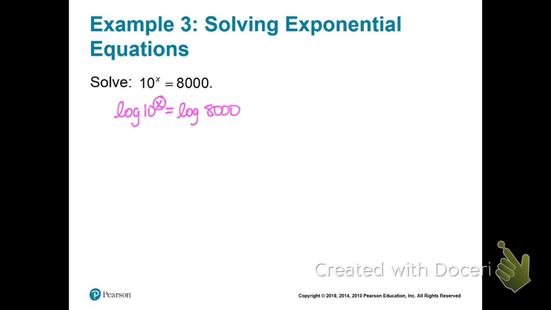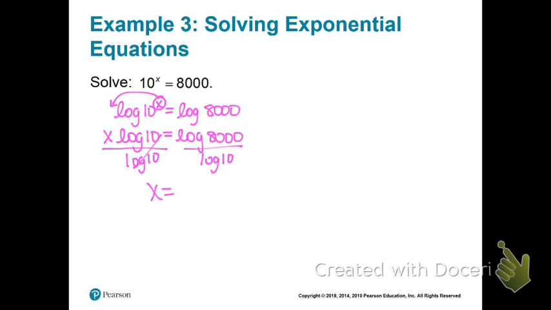And then just like on the other one, I'm going to use that power rule to move that x out of the exponent. And then we're solving for x. It's x times that log, so we're going to divide by a log of 10. And so x equals, so on my calculator, I'm going to type in log of 8,000 divided by log of 10. And I got 3.903.